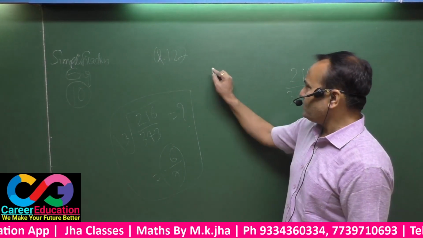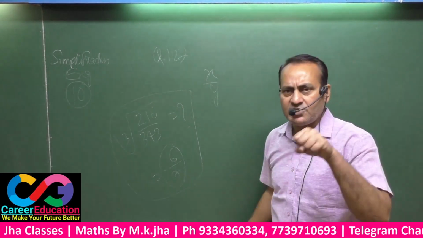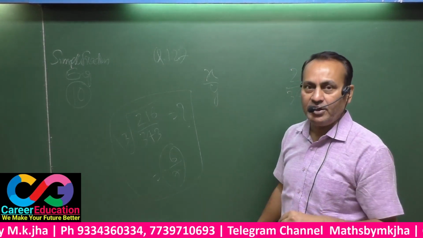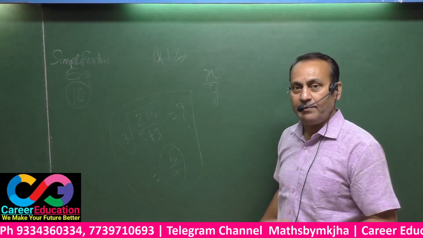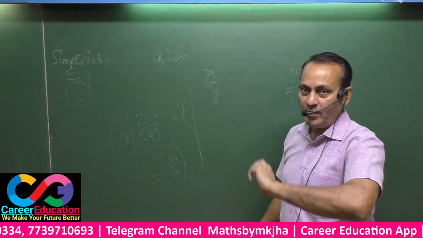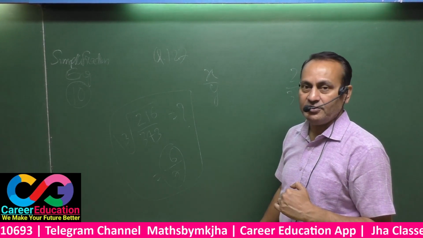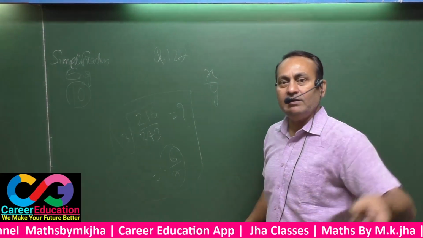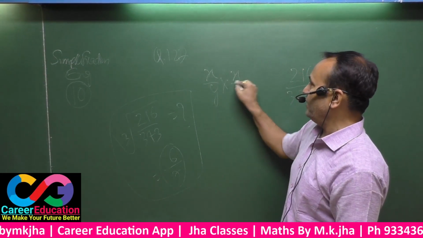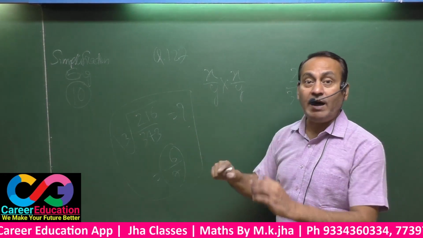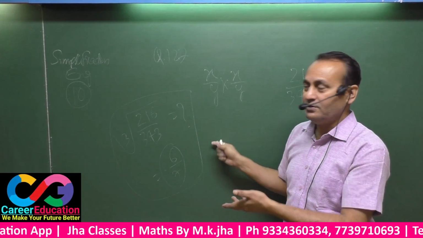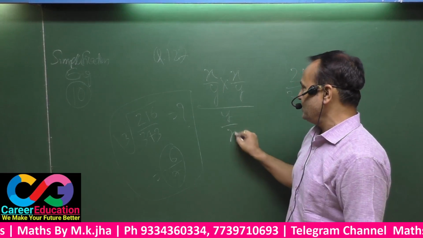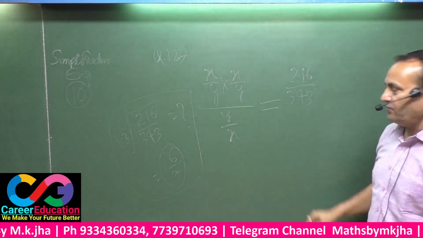See here. Firstly, suppose there is a fraction x by y. A fraction must be in the shape of x by y. In that, x is called the numerator, y is called the denominator. A fraction always happens in the shape of something by something. The question is, this fraction must be multiplied by the same fraction, and then this result be divided by the reciprocal of this. That means this must be divided by the reciprocal of x by y, that is y by x. And now this is 216 by 343.